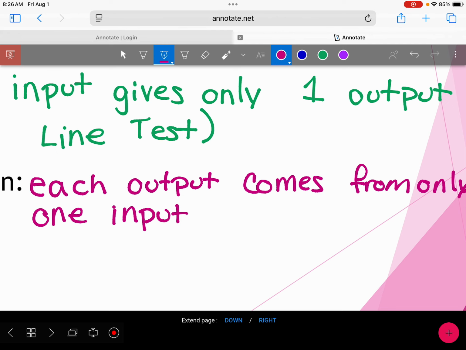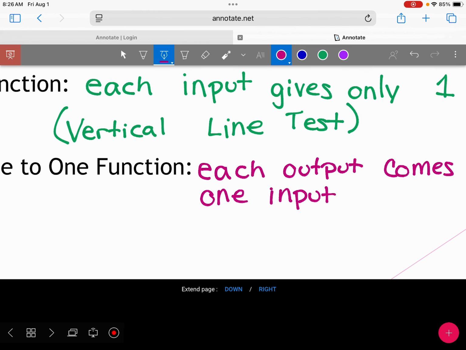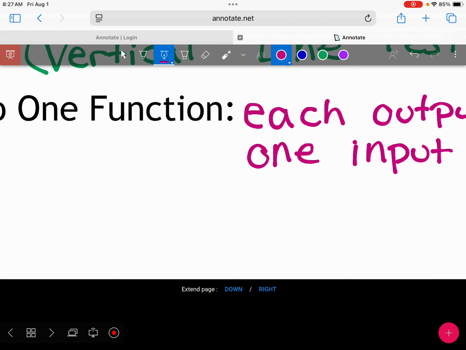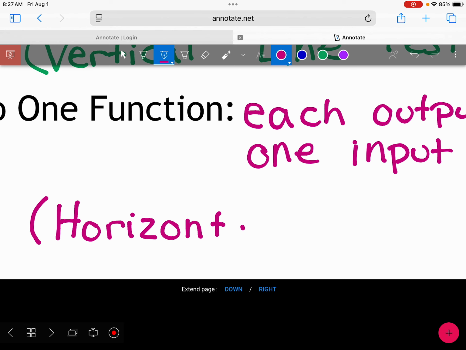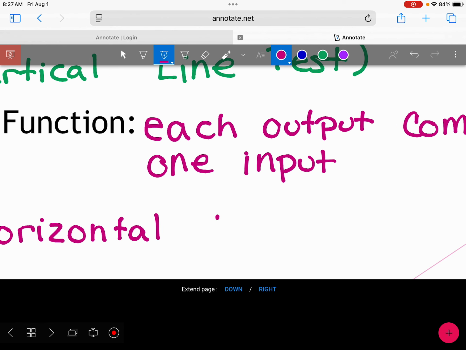And when we look at our graphs here, if we're testing our functions with our vertical line test, the way we're going to test for our one-to-one function is going to be the switch from vertical to horizontal. So we're going to use the horizontal line test.